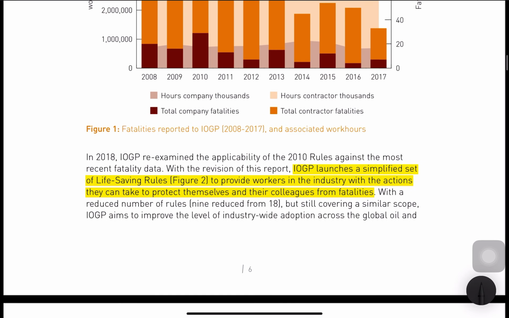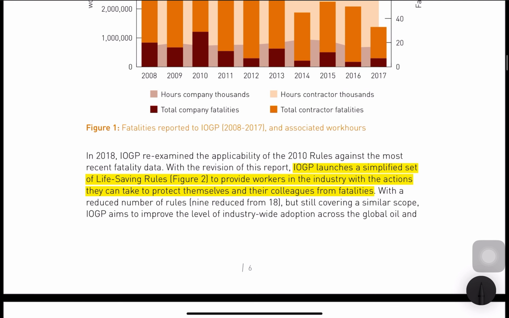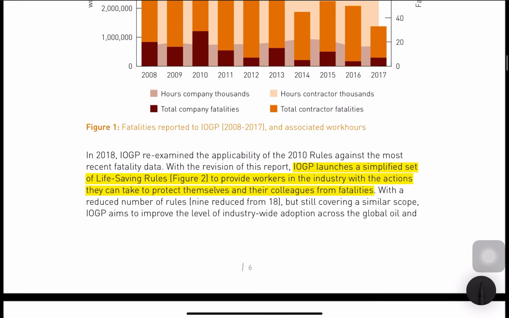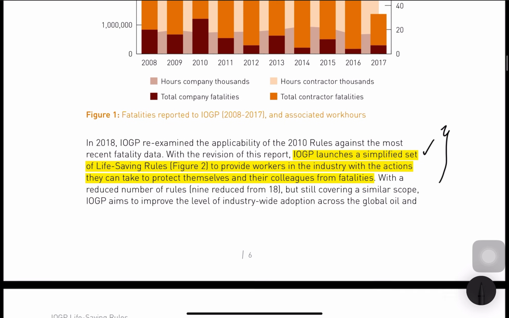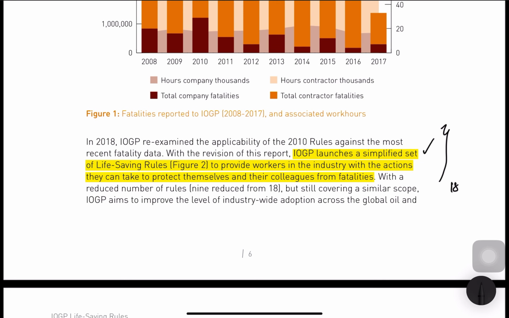In 2018, they re-examined the applicability of the 2010 life-saving rules. With the revision, IOGP launched a simplified set of life-saving rules. This simplified version provides workers in the industry with actions they can take to protect themselves and their colleagues from fatalities. Initially they had 18, then they reduced them to 9, a simplified version that you can actually implement.